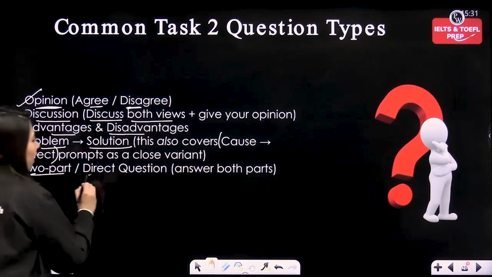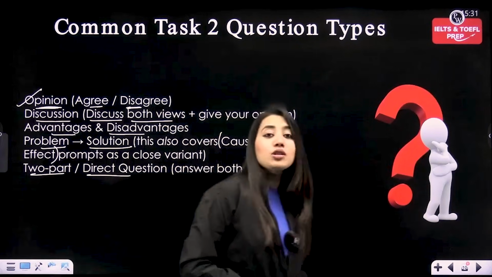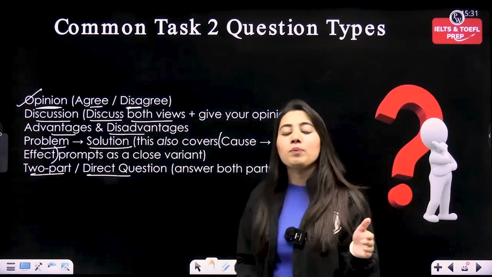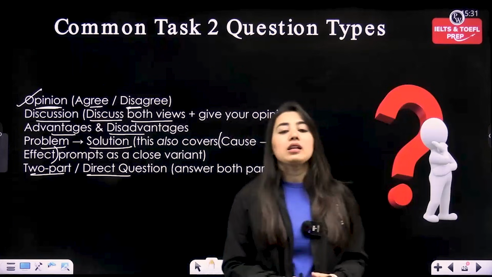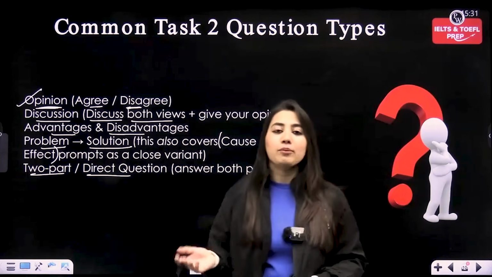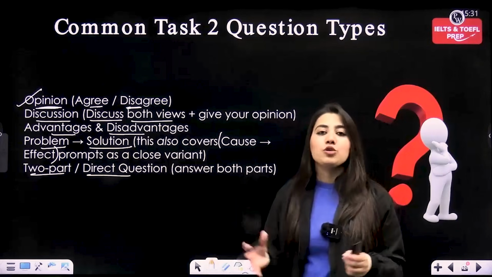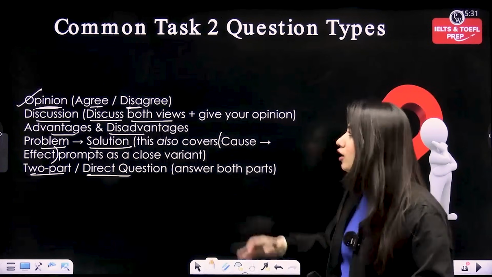And then two-part direct questions can be there, in which they'll ask you something like, tell me, is this a positive or a negative? And they'll give you the reason solution, like problem solution, alongside. So the two types will merge altogether. Yeah, so these are all the types.